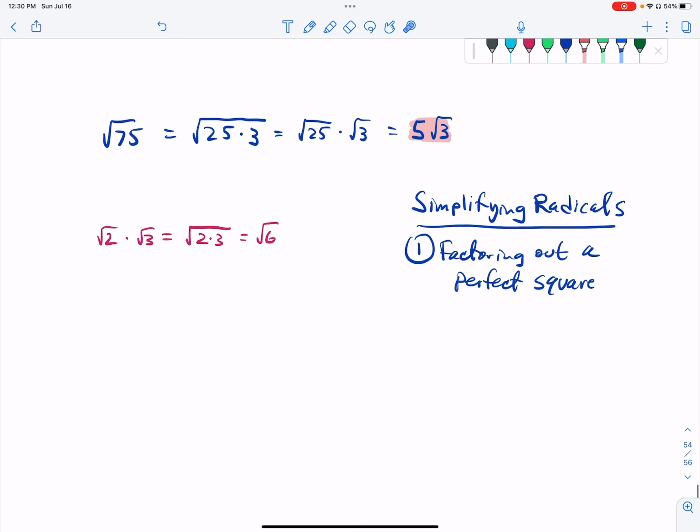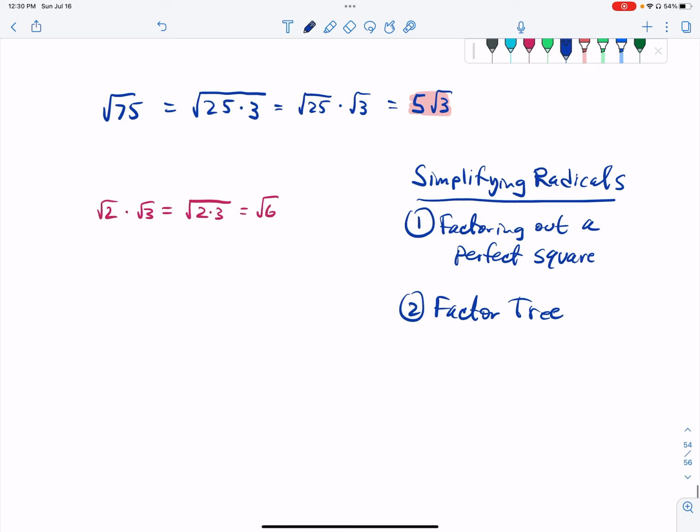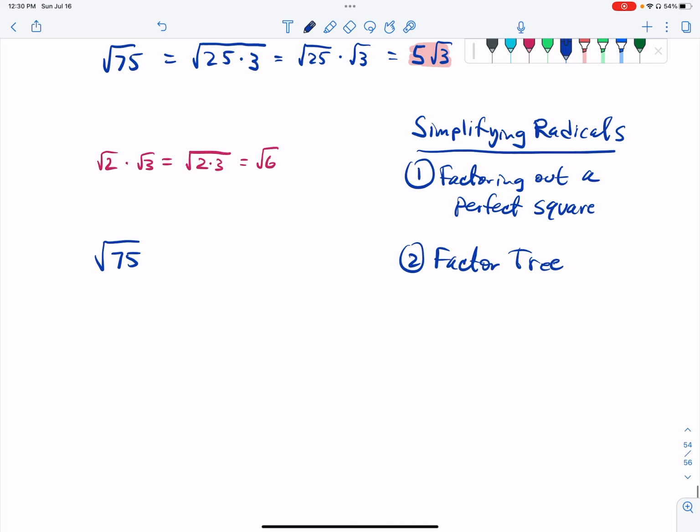The second method involves making a factor tree. Number 2, factor tree. Now whenever you make a factor tree, I'm just going to do the exact same one here, and then I'm going to do a more complicated one. Let's say I do the square root of 75. I just want to find any two things that multiply up to 75.